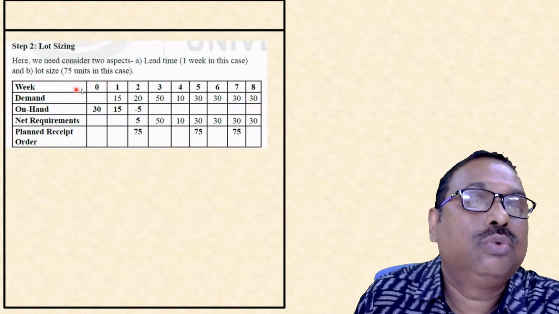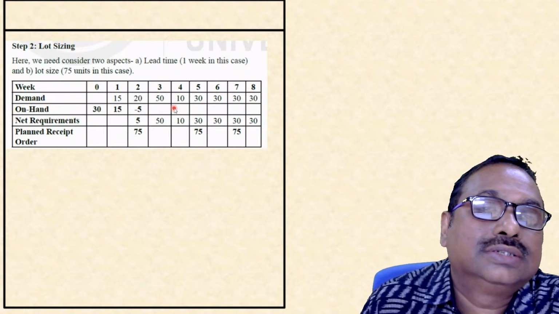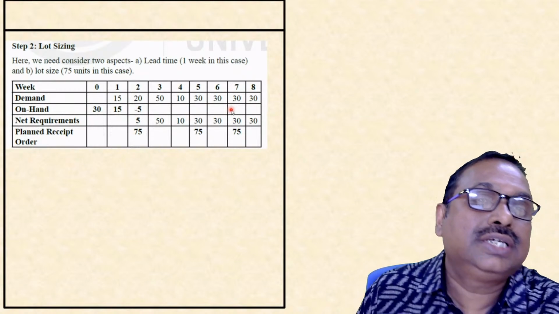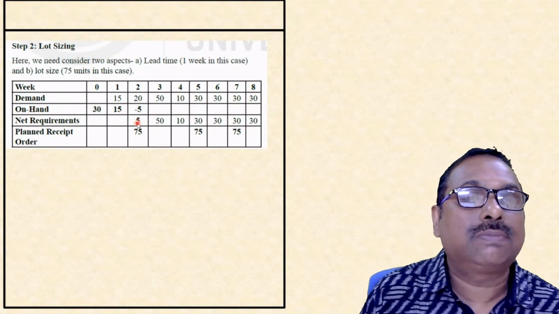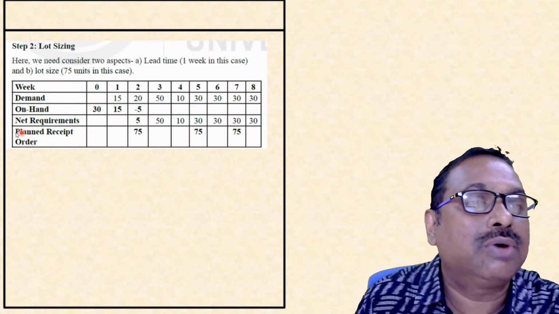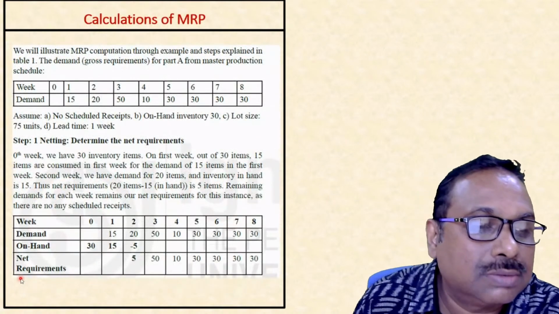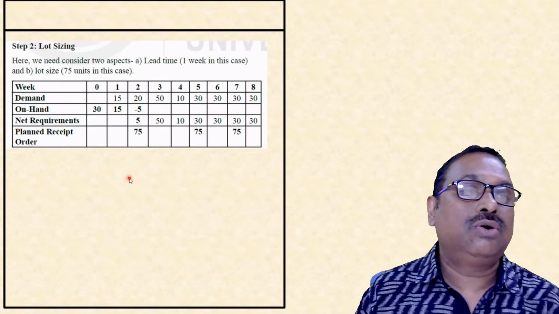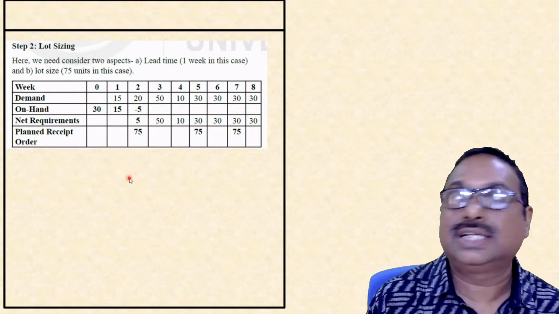So here weeks, demand and on hand. This is as per the previous slide. So now we will see the net requirements we have calculated in the previous slide. Our previous slide was up to the net requirements. Now we will discuss what is the planned receipt order.